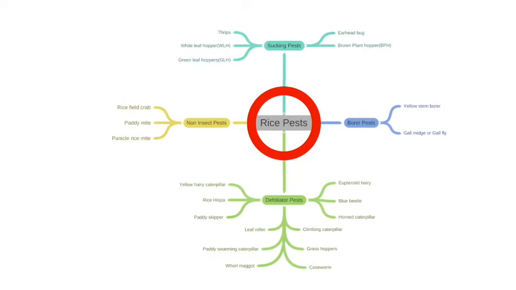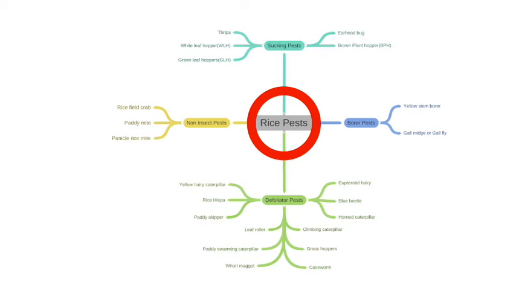The main types of insects which attack rice are divided into four categories: borer pests, sucking pests, defoliator pests, and non-insect pests. There is a long list of insects ranging from yellow stem borer, gall midges to earhead bug, brown planthoppers, thrips, white leafhoppers, green leafhoppers, rice field crab, paddy mite, panicle mite, yellow hairy caterpillar, rice hispa, paddy skipper, leaf roller, paddy swimming caterpillar, and the list goes on.